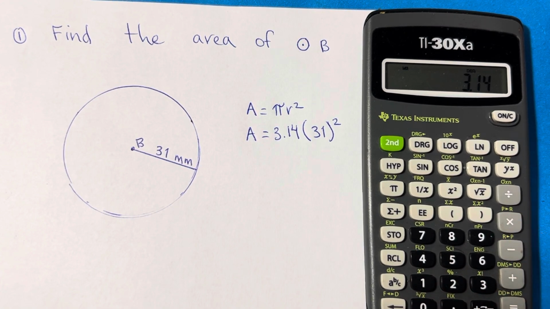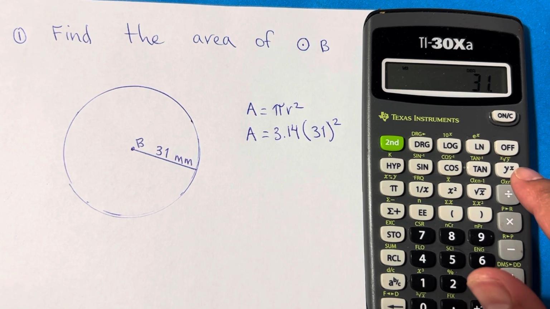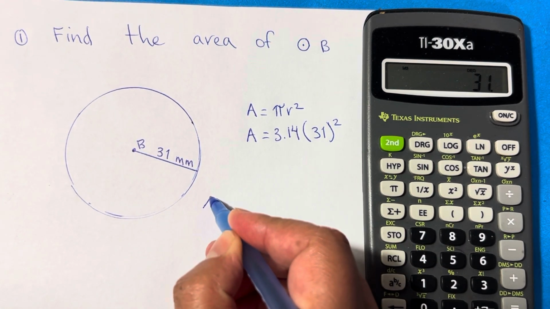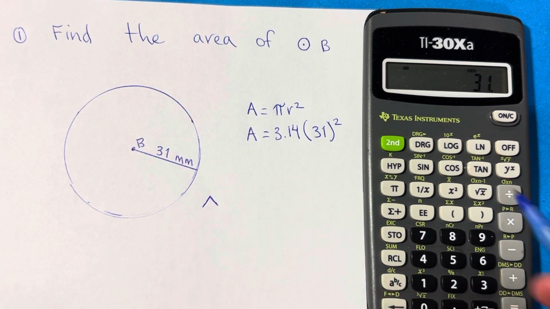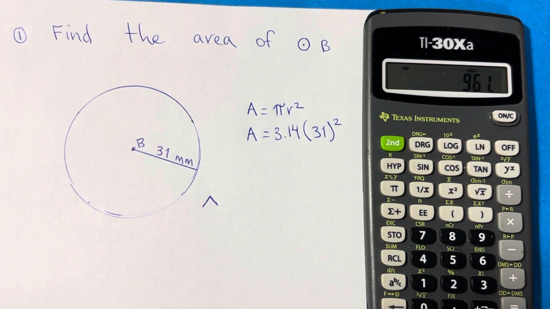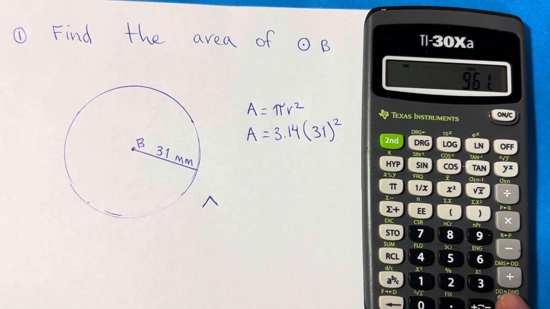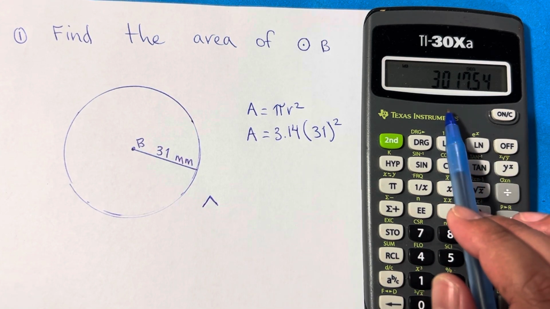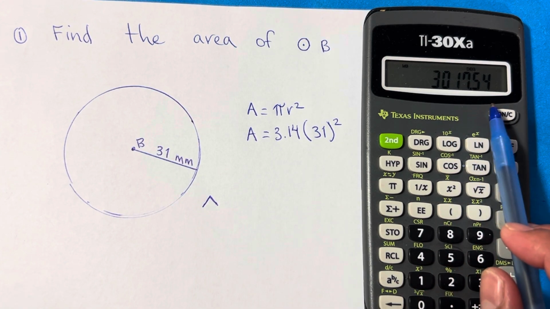3.14 times 31, and then in this calculator the power button is over here, which is y to the x. In some calculators it is this power button, or sometimes you have x squared. That means just 31 squared. Press that, it gives you the square of that amount, and then equal. So the total area is 3017.54.